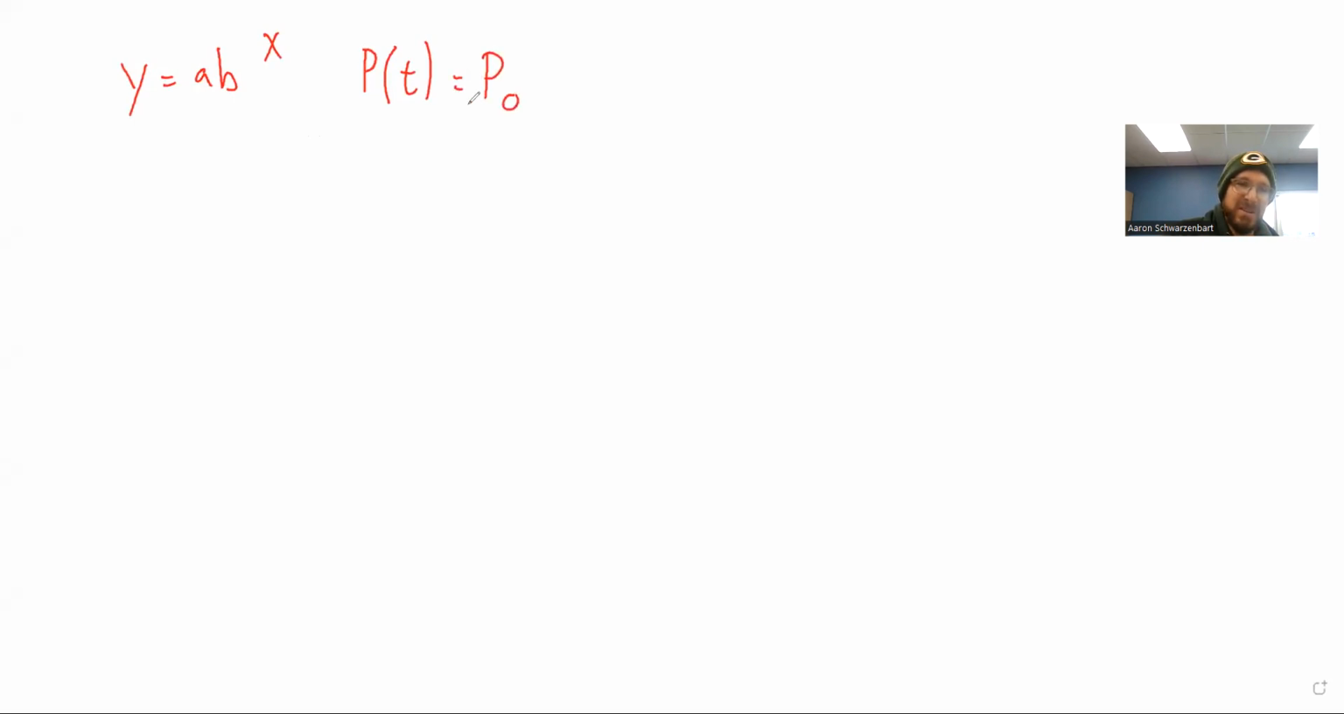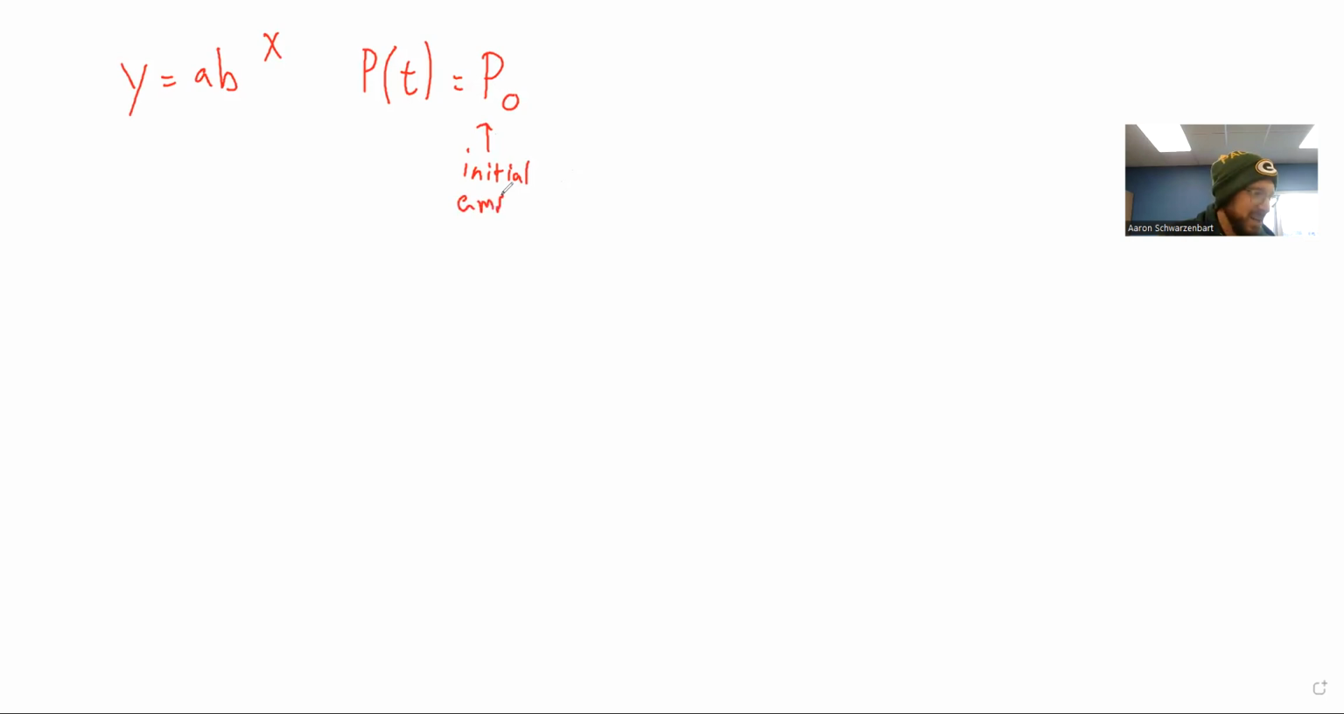So a was the y-intercept. We're now going to call that P0, for P stands for population, or you can use this for anything. You can use this for money. P is principal. But P0 really means initial amount. So this is whatever I start with. The 0 is about the time of 0.